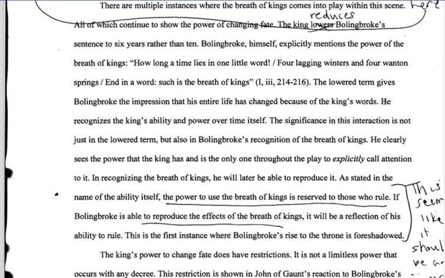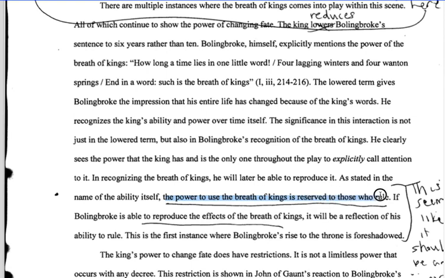This is the consequence. This is why this analysis matters. The significance in this interaction is not just the reduced term, but also in Bolingbroke's recognition of the breath of kings. He clearly sees the power that the king has and is the only one throughout the play to explicitly, and notice how the student italicizes this word to draw attention to the fact that Bolingbroke is the only one who explicitly calls attention to the fact that the power that the king has lies in his breath. In recognizing the breath of kings, he will later be able to reproduce it. That's nice analysis.